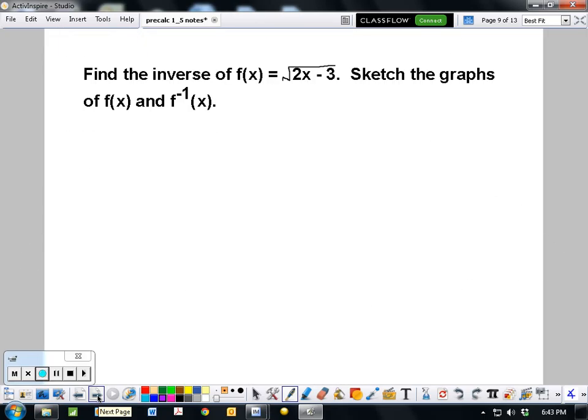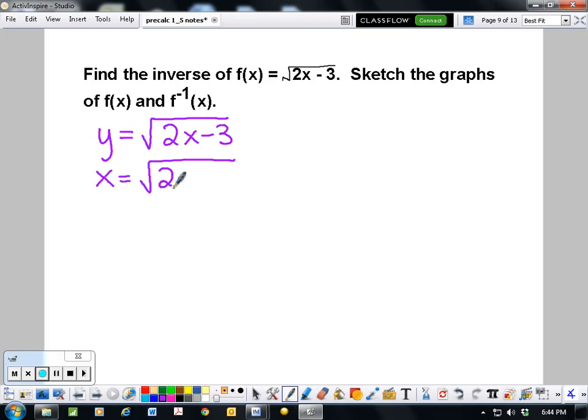So find the inverse of f at x equals the square root of 2x minus 3. Sketch the graphs of the two. So I'm going to go ahead and rewrite this: y equals square root of 2x minus 3. I'm going to flip-flop. And now I'm going to try and get y by itself. So the first step is getting rid of the square root. So I square both sides, and that should cancel out that square root.